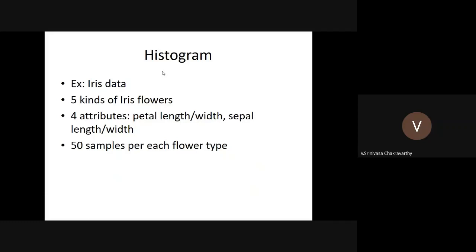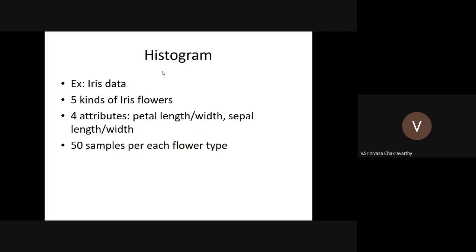So, other ways of visualizing data in higher dimensions. Again, there's an extension of the histogram. A histogram basically shows only one dimensional data, right? You divide the data into bins and show it as a histogram. But if you have more dimensions, what do you do? So here is an example with iris data.